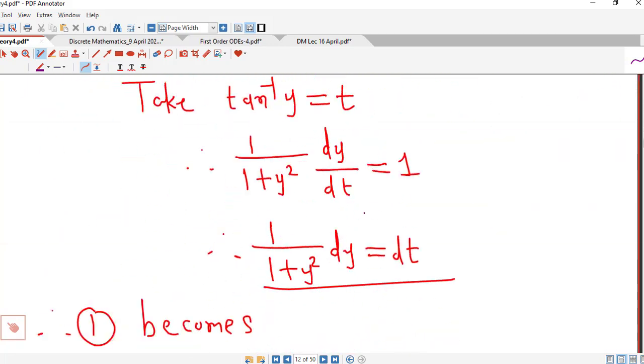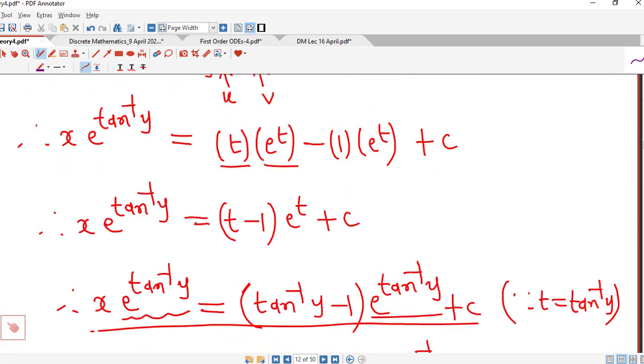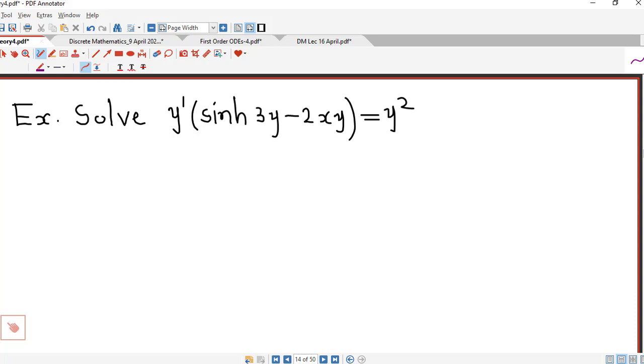We consider one more example. Solve y dash times sine hyperbolic 3y minus 2xy equal to y square. So if you are not familiar with hyperbolic functions, we can just recall.